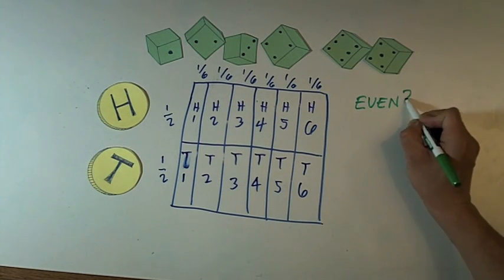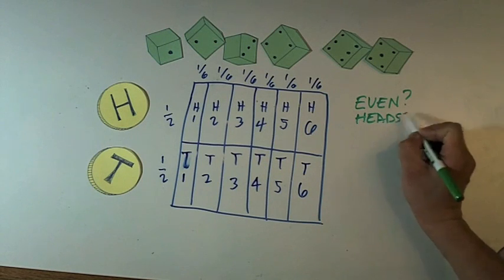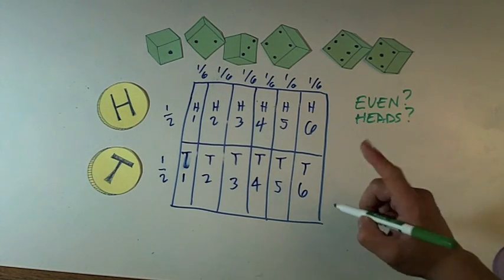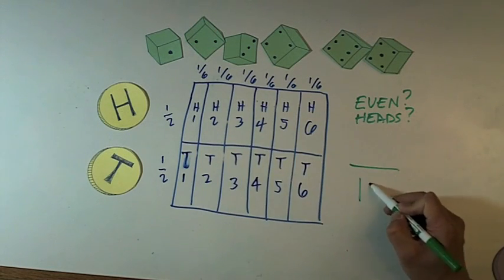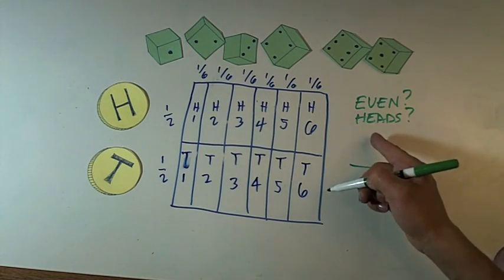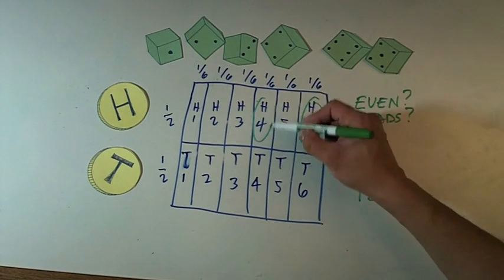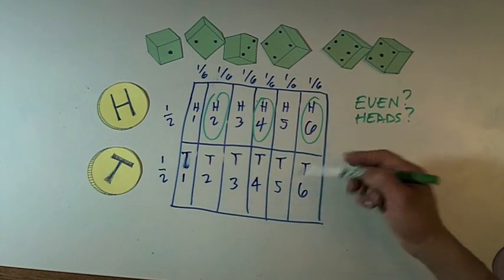So now what are we going to do if we want to have an even die and heads for your coin? So let's go ahead and count the options here. 1, 2, 3, that's 12. And then how many spots are even? So let's see, that's an even one, that's an even one, and that's an even one. And those are all heads.